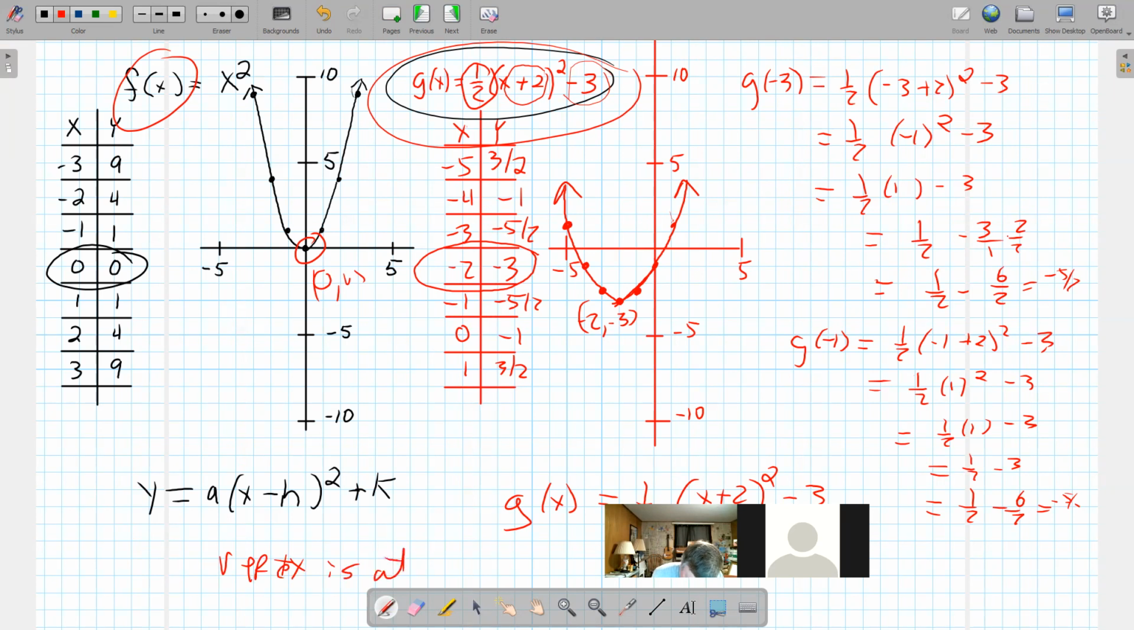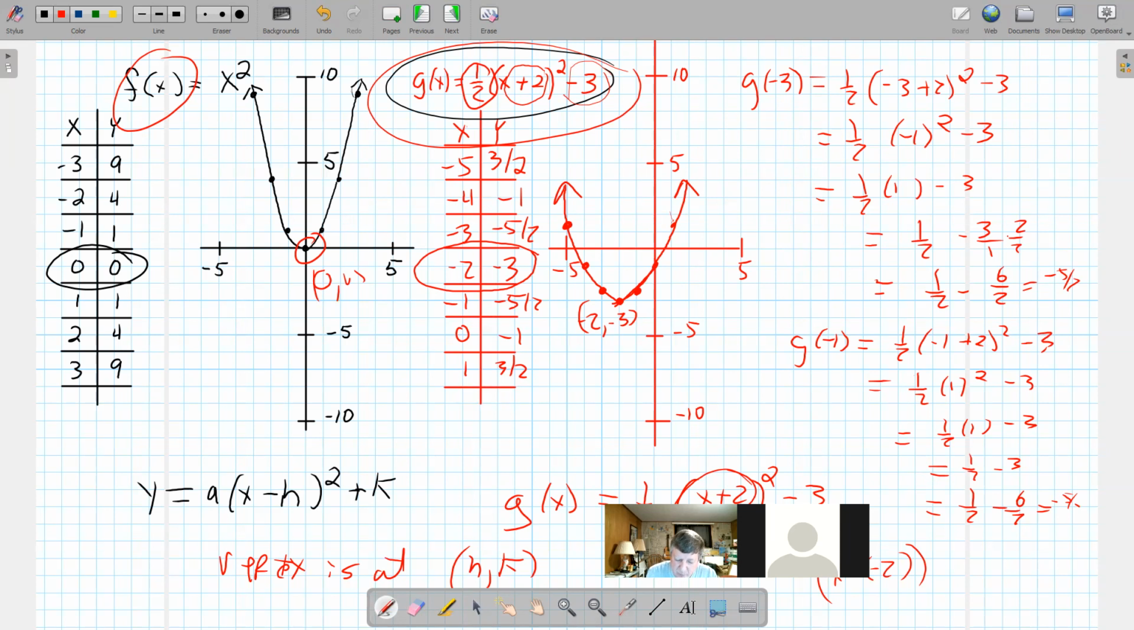Okay. So the vertex is at h, k. Okay, think about this. X minus h. If we take this and write it in the form x minus h, it'd be x minus -2. And this is where people stumble with this. It's the inverse of the inside and the obvious of the outside. So it's at -2, -3.